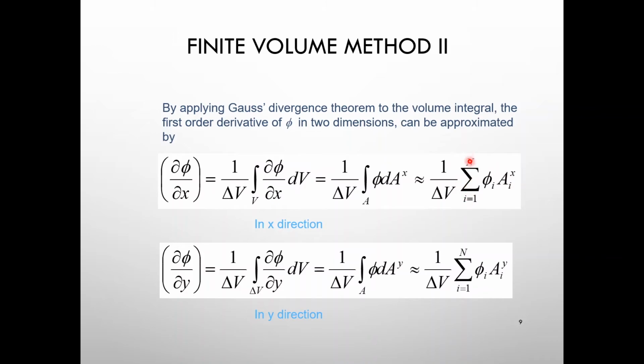And n here denotes the number of bounding surfaces. Like in the example mesh before, we have 4 sides, so n equals 4. If it's triangular, n equals 3. So this depends on the type of elements that we are using.